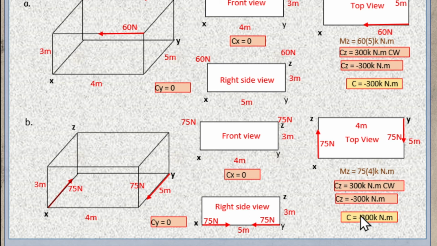So for our couple, we have cy equals 0, cx equals 0. So our total couple will be c equals negative 300k Newton meter. And as we can see, it is equivalent to our couple at A.